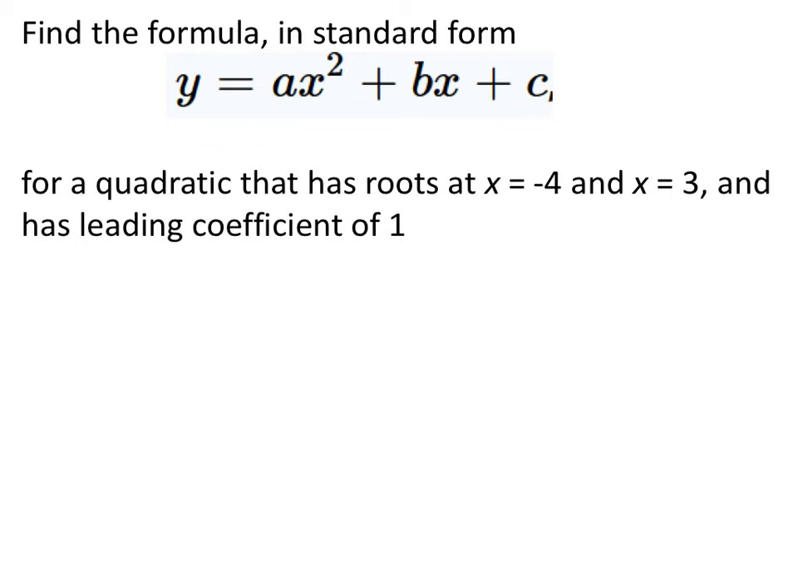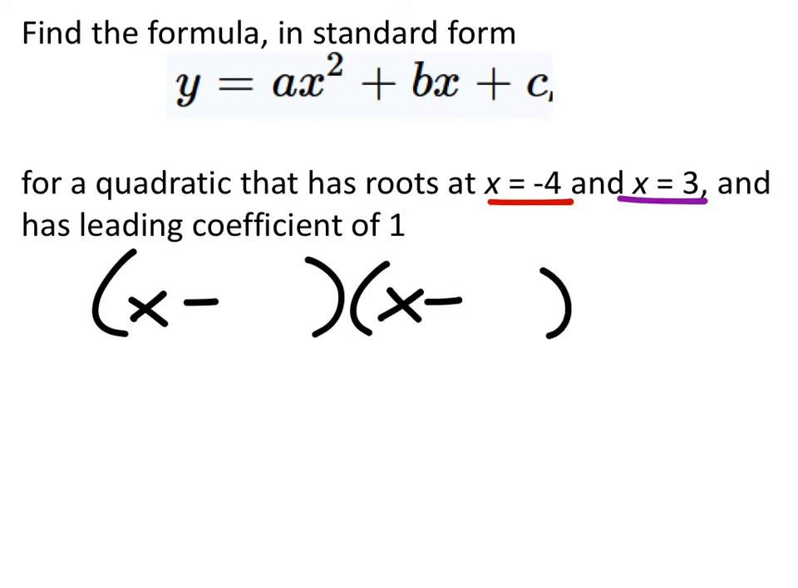Find the formula in standard form, so that's the way they want it, ax squared plus bx plus c, for a quadratic that has the roots x is negative 4 and x is 3, right? So we'll set this up. We got x minus one of the values and x minus the other value. And this should equal 0. We'll start with that negative 4, and then we'll put in the 3 as well. Now I got minus that negative, which we do need to remember. If we have a negative, it's minus the negative, which really changes that to plus.